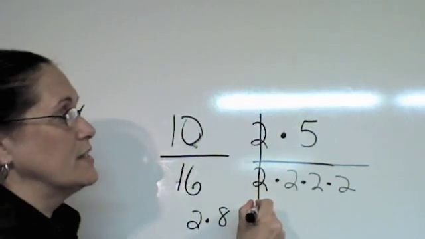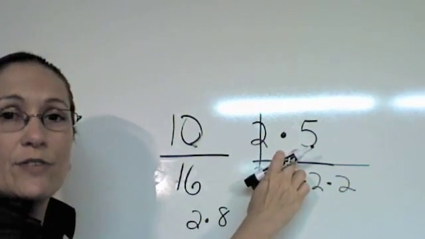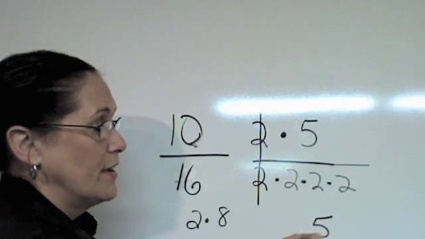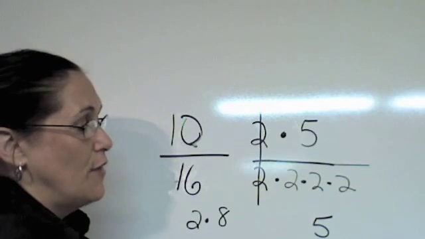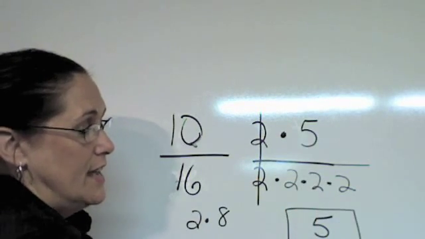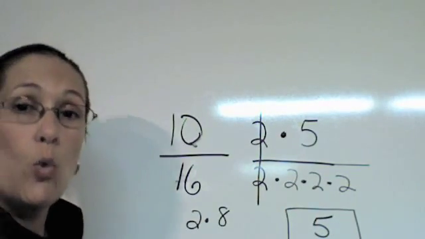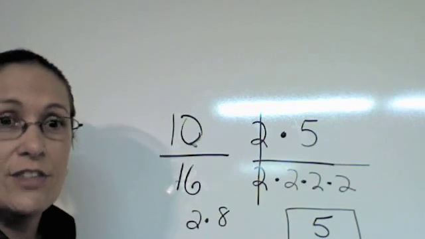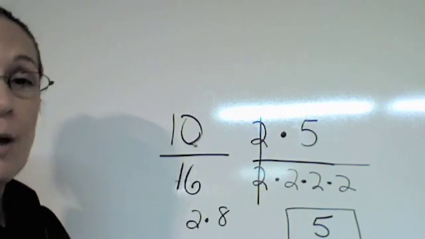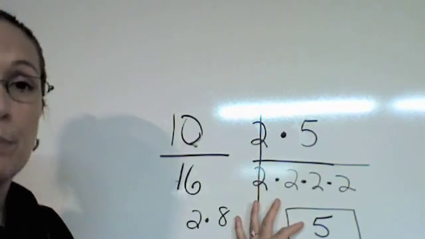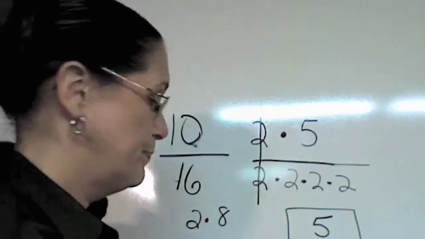The 2's cancel, and what we have left is 5 in the numerator, and 2 times 2 times 2 in the denominator, 5/8. 10/16 is equivalent to 5/8. They're the exact same amount of something, they just use different numbers to represent it. This is in its simplest form or lowest terms.